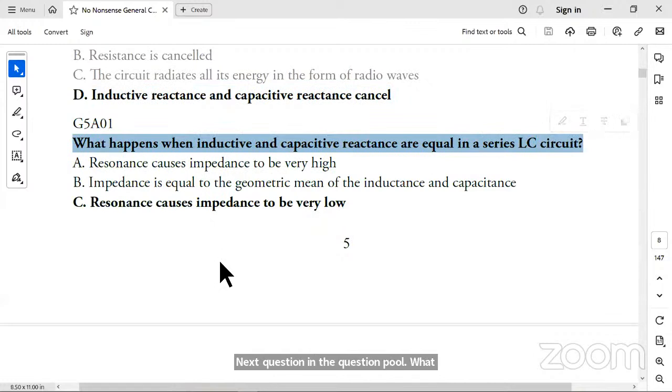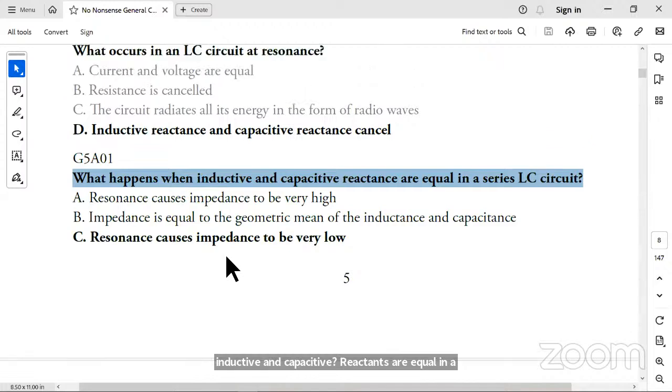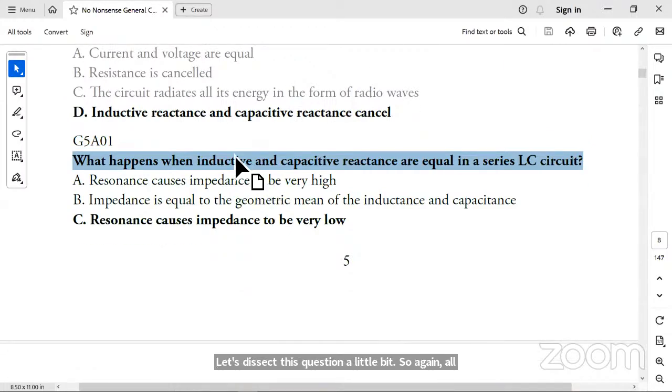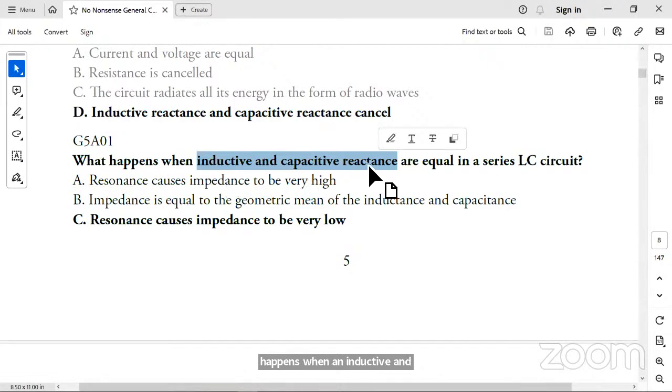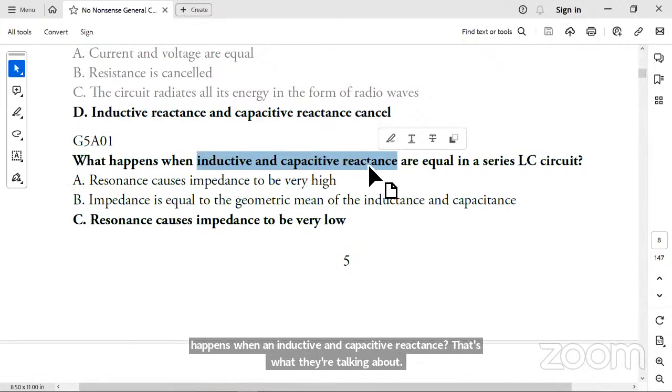What happens when inductive and capacitive reactance are equal in a series LC circuit? Let's dissect this question a little bit. All of these questions are asking something similar from a different perspective. What happens when inductive and capacitive reactance... So that's what they're talking about. Inductive and capacitive reactance. We should already know what we're talking about.